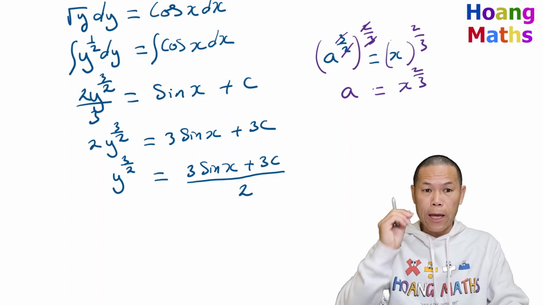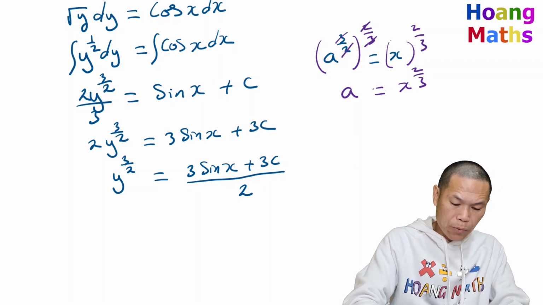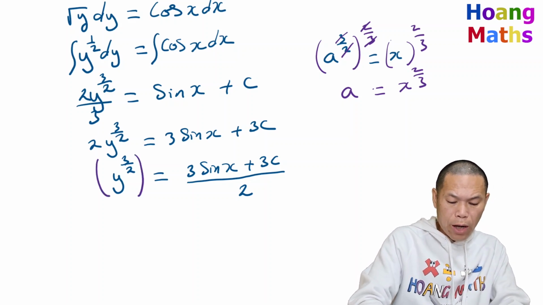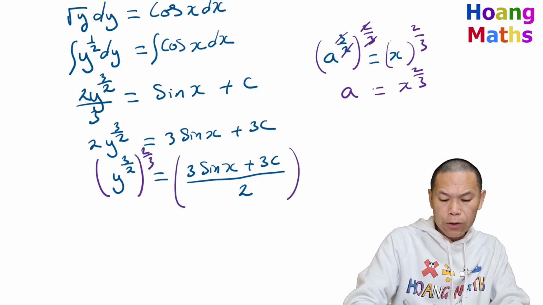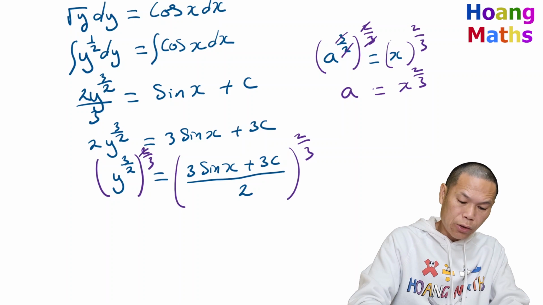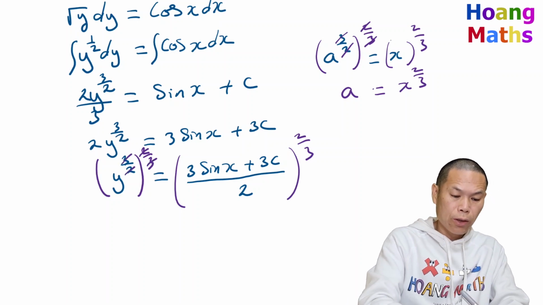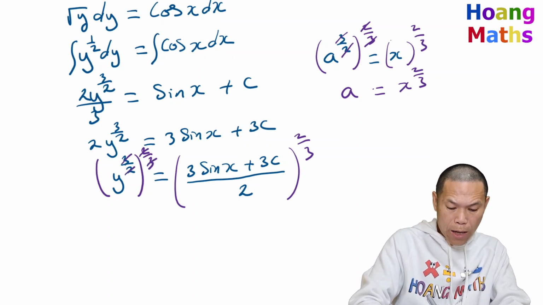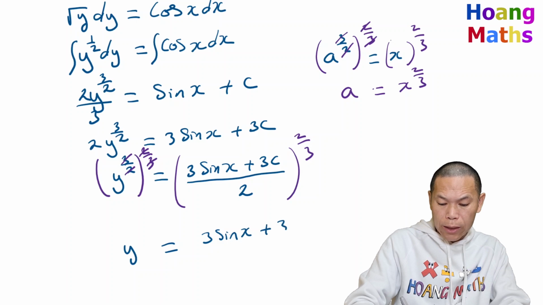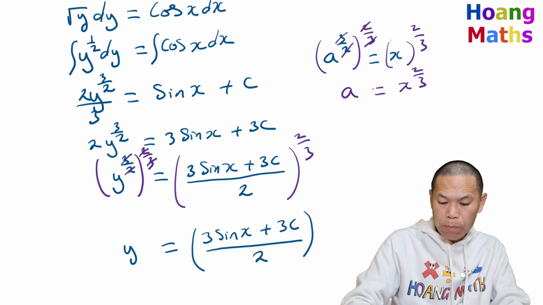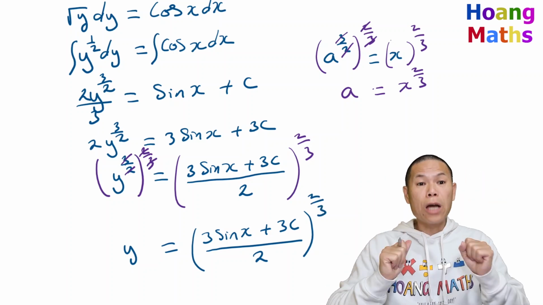Right? So we do the same thing on here. So now we can simply bracket, power of 2 over 3. And this one, power of 2 over 3. So these two cancel, these three cancel. So that becomes y is 3 sine of x, we add 3c over 2, and that is power of 2 over 3. So there you go.